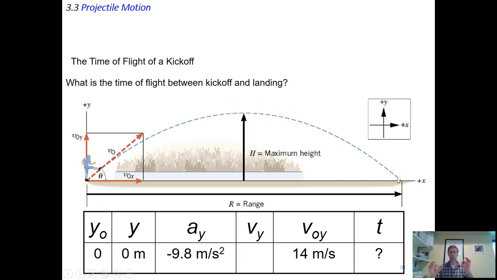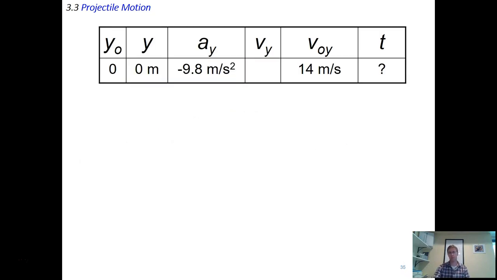Our equations of motion are true between any two points in time. So you can go from point zero to point A, from point zero to point B, from point A to point B. You could do it to some random point halfway up. You can do all of this between any two points in time. So keep that in mind. It will become quite useful as we move forward.